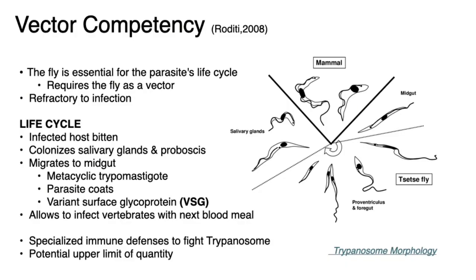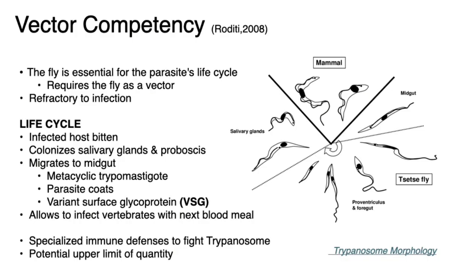The fly is refractory to infection. That means it's just stubborn to infection from trypanosome, and it has evolved its immune defenses to fight that parasite. Being a vector does mean that it is able to transmit disease without being infected. So getting into the life cycle, the infected vertebrate is bitten by the fly and the fly is going to take up the trypanosome from that infected host.